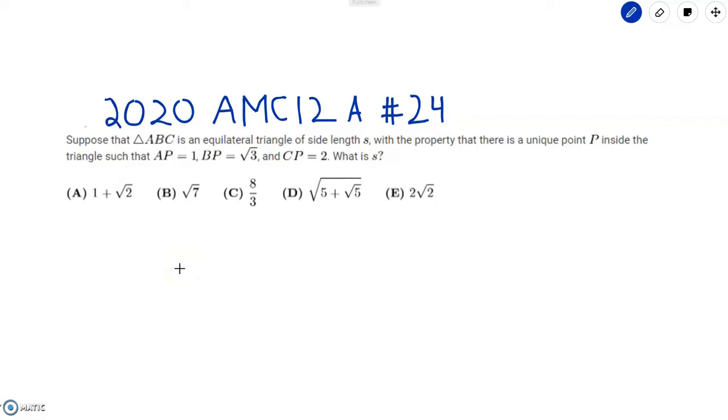Today we're doing 2020 AMC 12A number 24. And the AMC 12A and AMC 10A were just yesterday. And so I hope you all got the scores that you wanted. And if not, you always have the B to do better.